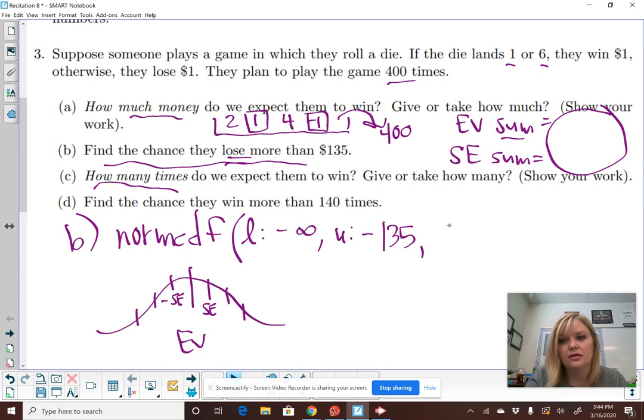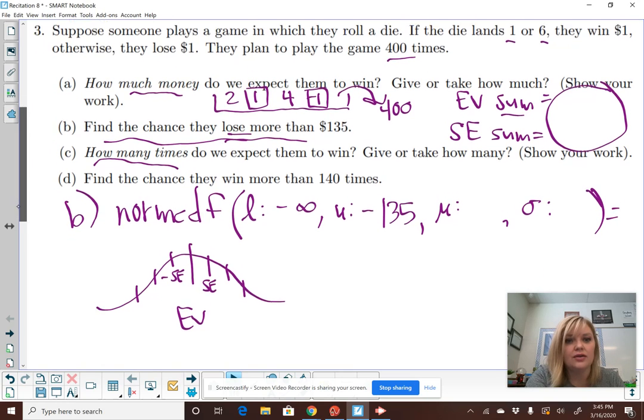And then your... no, sorry, wrong. My brain's not working. Okay, and then your mean will be the expected value, which is whatever you got there. And then your SD will be the SE sum, which is whatever you got there. And then that will be the chance of a person losing more than $135 playing that game. So that should help you answer 3A and B.